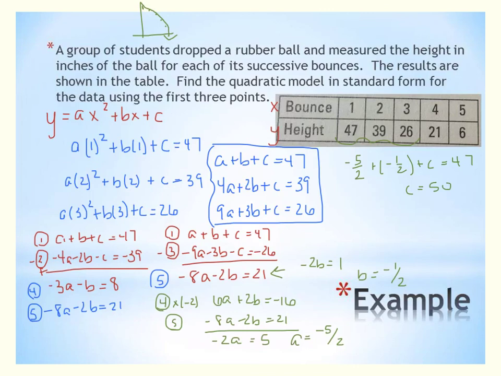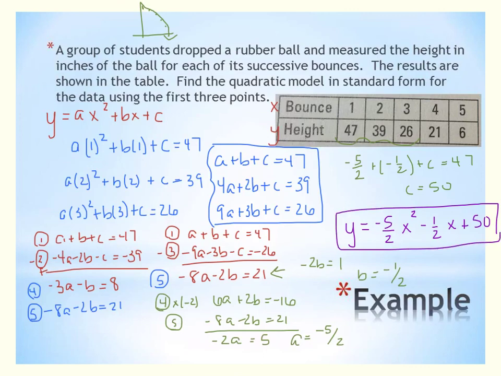So we had to find a, b, and c, and then you're going to put that all together into a final equation, all your coefficients, and it's going to look like y equals negative 5 halves x squared minus, a minus would be good, minus 1/2 x plus 50. So there's how you find your coefficients to write it in standard form.